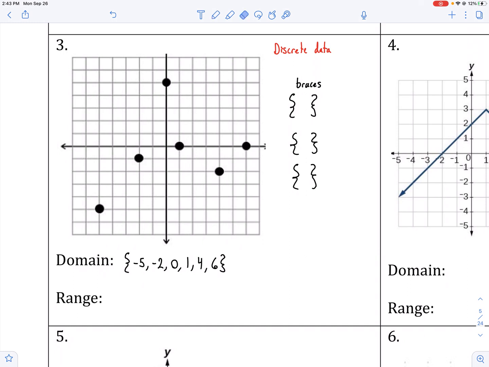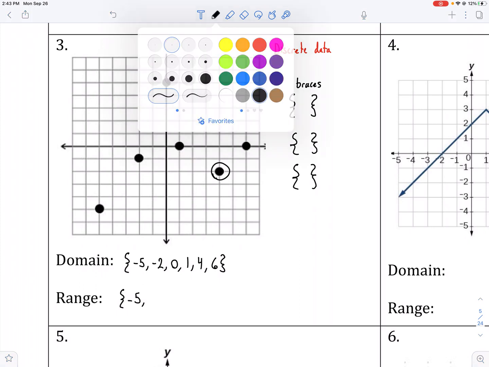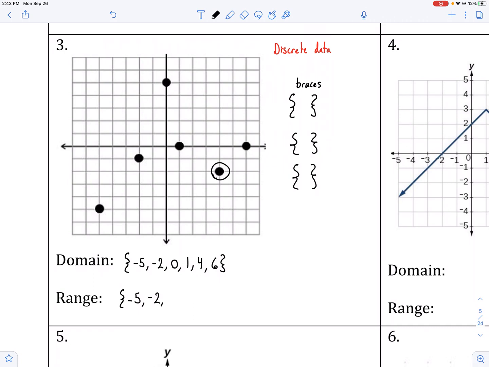Now we just do the same thing for range. So again, we're using braces, and we're going from lowest to highest, from bottom to top. So the lowest point is this one, and its y-coordinate is 1, 2, 3, 4, -5. Then I'm going to go to the next highest point, which is this one. And I want to read that y-coordinate, which is -2. The next point up is this one, which has a y value of -1.